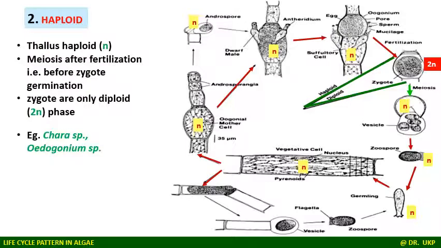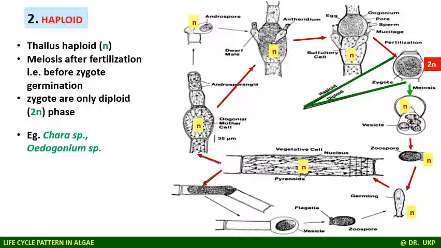Now the second one, that is haploid. Why are we calling it haploid? You may find this type of life cycle pattern in Chara and Oedogonium. These two species are also very common. You will find them in any textbook. The illustration I have taken from Phycology by Robert Edward Lee.